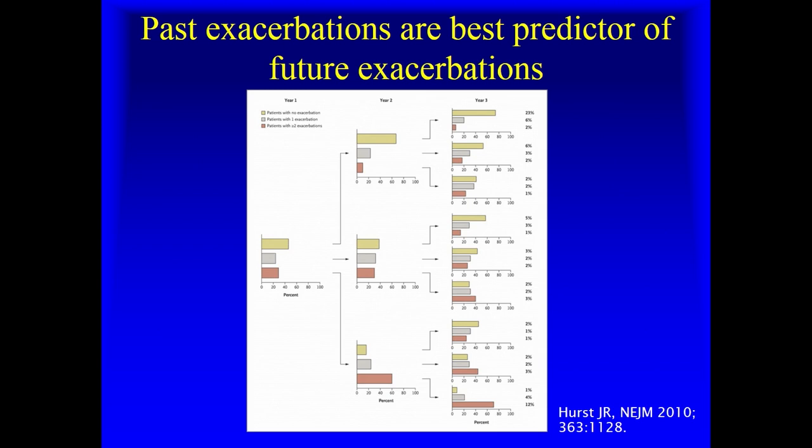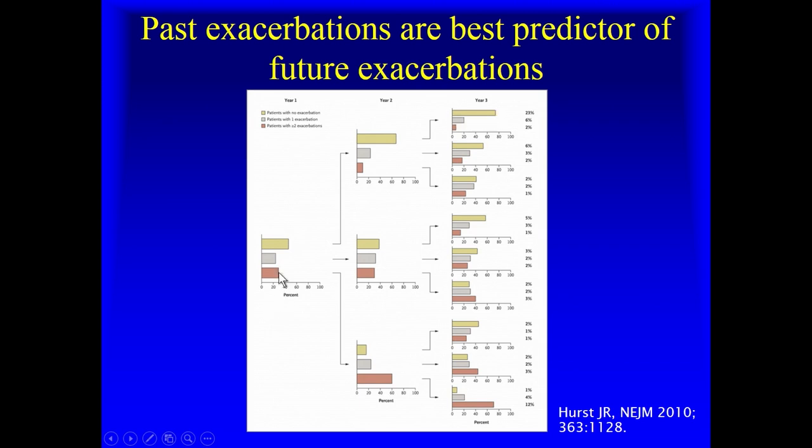Assessment of exacerbation risk is rather simple in the office, since we know that previous exacerbations are the best predictor of future exacerbations. This slide shows data from the observational ECLIPSE study, which followed COPD patients for 3 years. At the initial visit, patients were asked how many exacerbations they had in the previous year, and those with no exacerbations are shown in this yellow color, and they were most likely to have no exacerbations in the second year and no exacerbations in the third year.